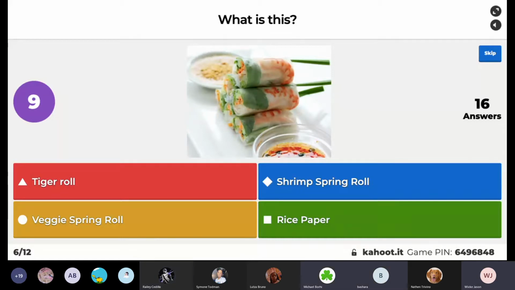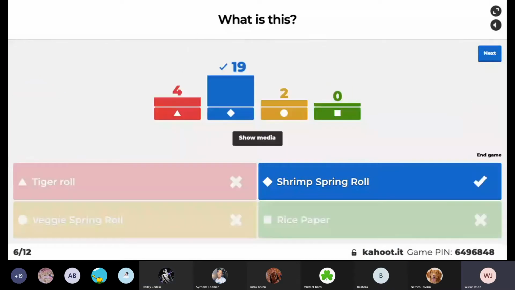Oh my god, I love this. This is one of my favorite foods. Me, this is gross. I do not eat this. He said this is gross. I do not eat this. Can you tell us what it's called? The answer is shrimp spring roll.